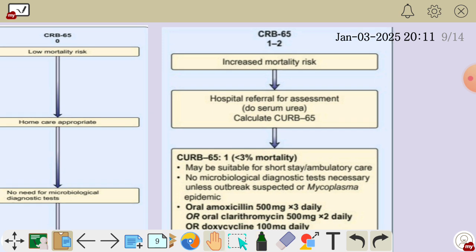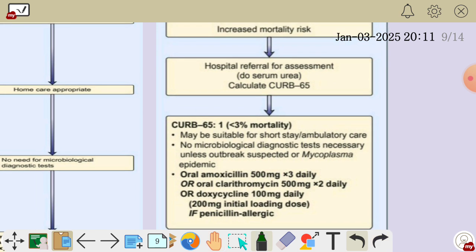So you can just treat with oral amoxicillin 500 milligrams three times daily, or we give oral clarithromycin 500 milligrams twice daily, or we give doxycycline 100 milligrams daily. And then the loading dose, remember, is a 200 milligram initial loading dose.